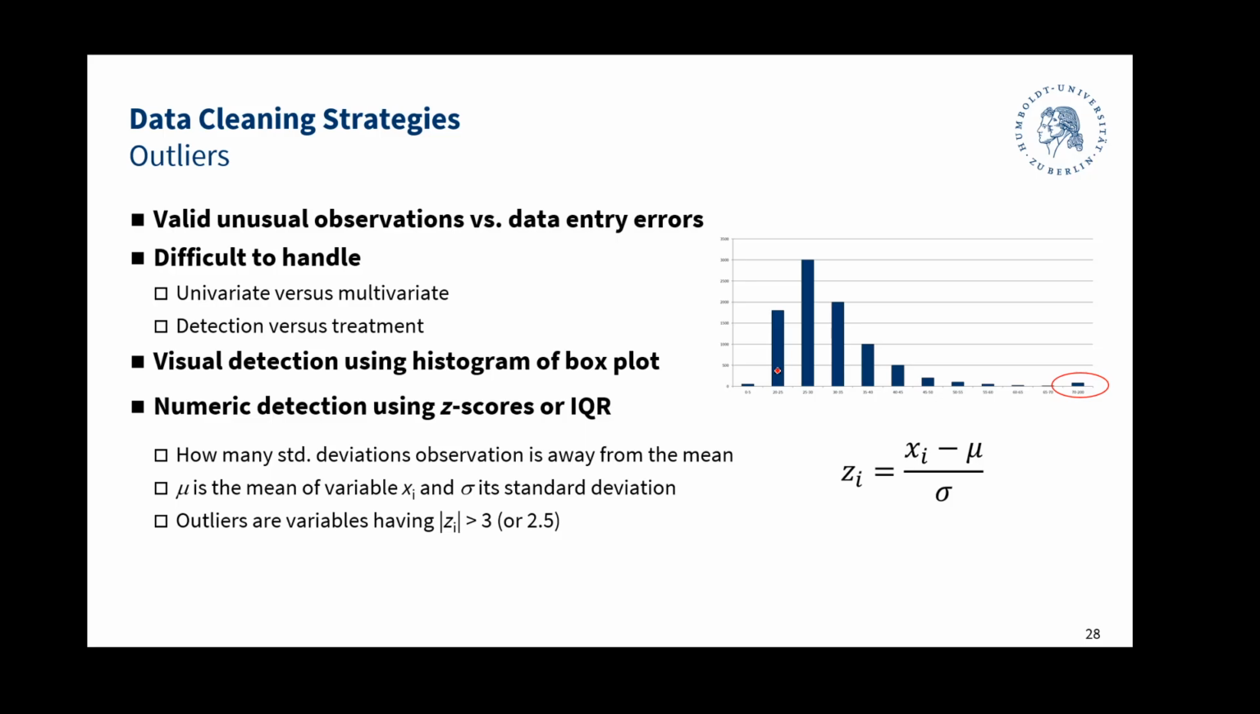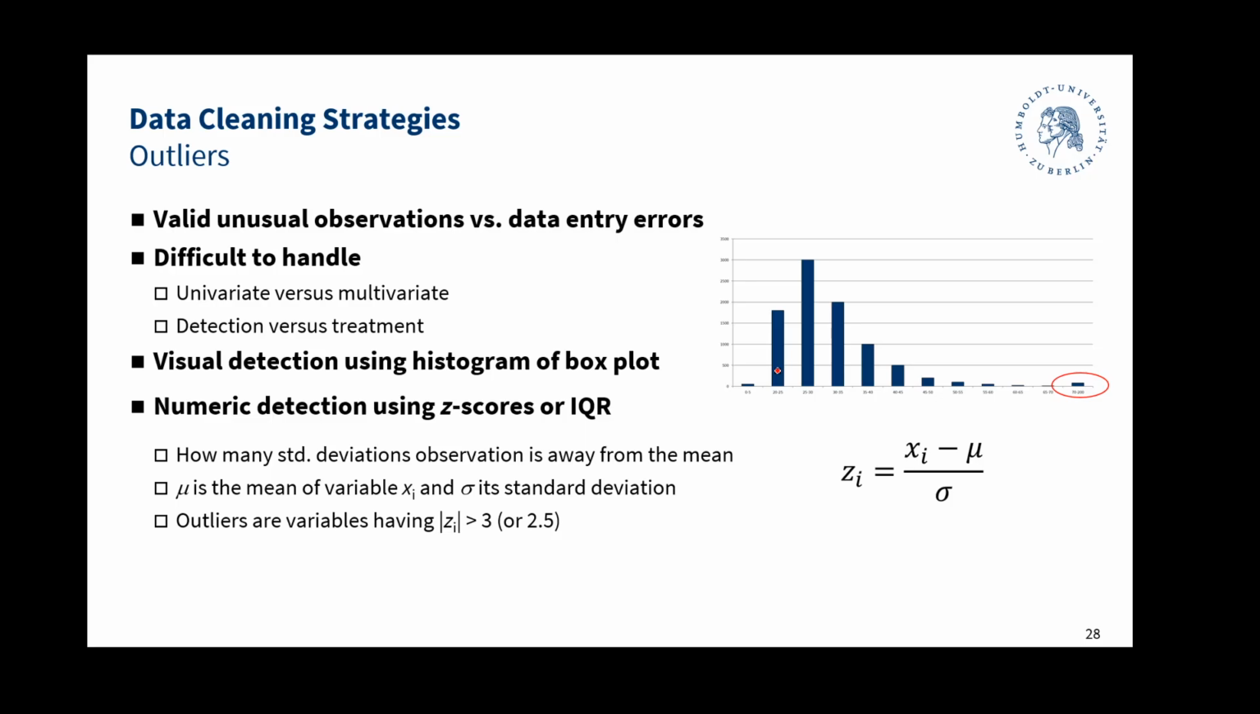How about outliers? Unusual observations, but actual observations. And they are more difficult to handle. First of all, we need to decide how we can detect them. But this we basically already discussed. Plots like the histogram, as shown here, or the box plot are obvious ways to identify univariate outliers, right?